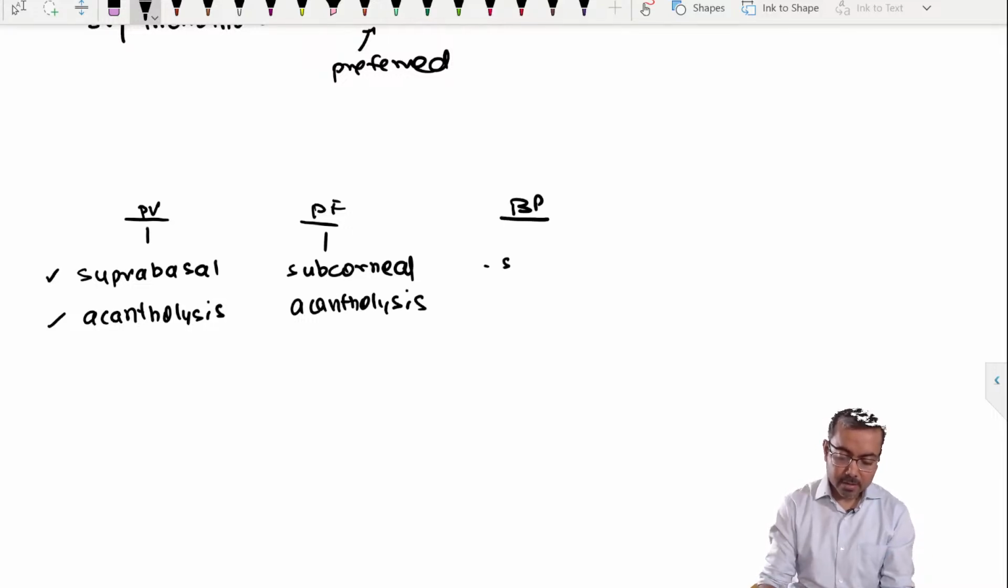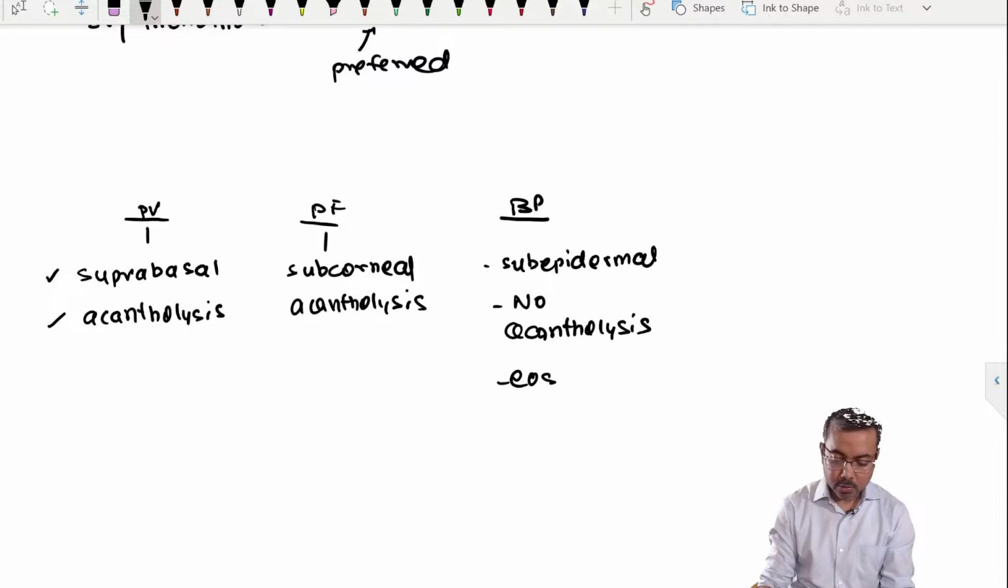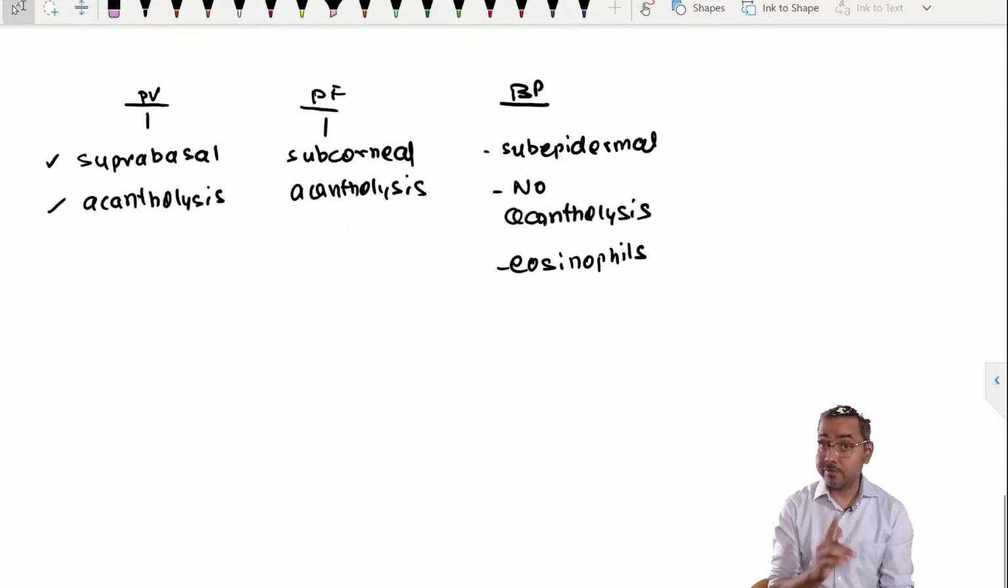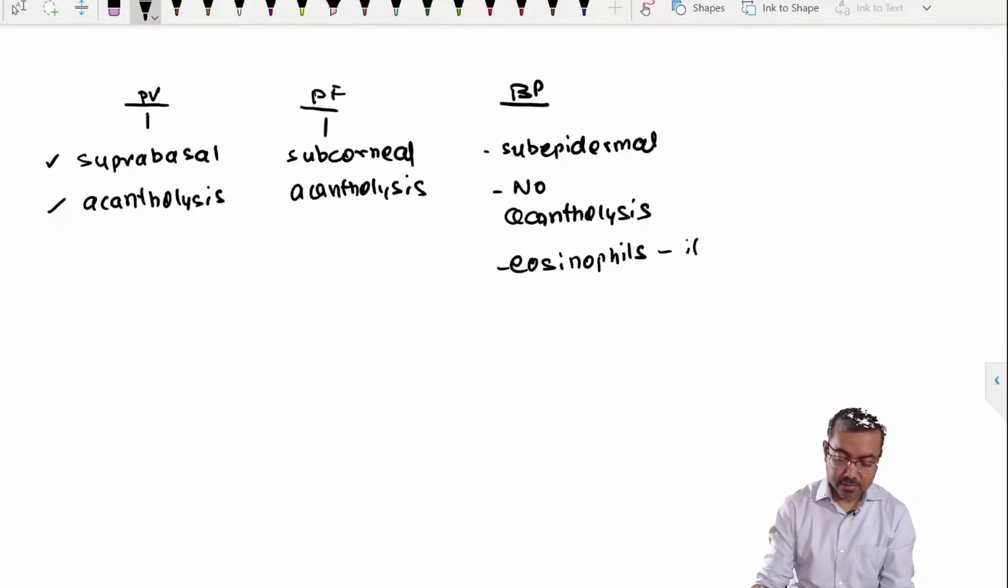Bullous pemphigoid, subepidermal, no acantholysis, and a lot of eosinophils. This is a very important point. This eosinophil is the reason for the lot of itching and also the urticaria-like lesions that you get in bullous pemphigoid. That eosinophil is important.